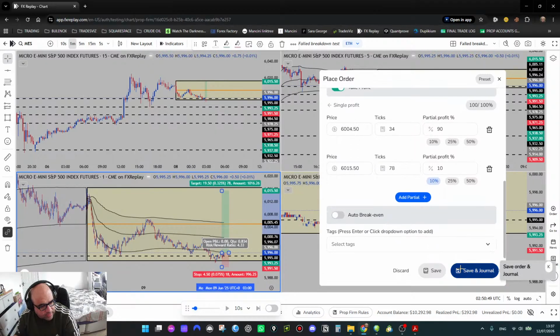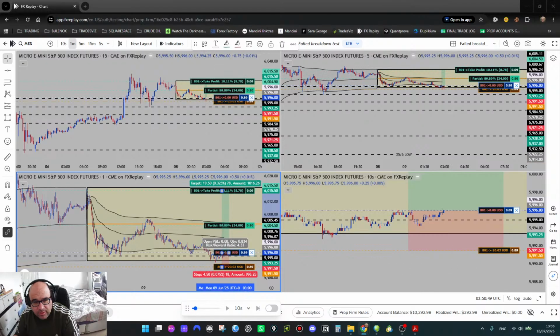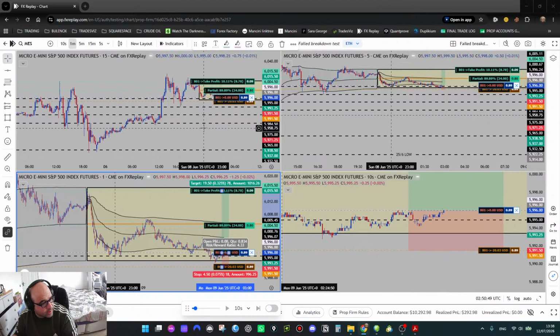Take screenshots, save, and journal. So I'm just gonna do a quick journal. Confidence level, that's about 50%, because we're in the ETH, so we don't know how it's gonna behave. Quick pre-notes, so pre-trade. Take another screenshot possibly.